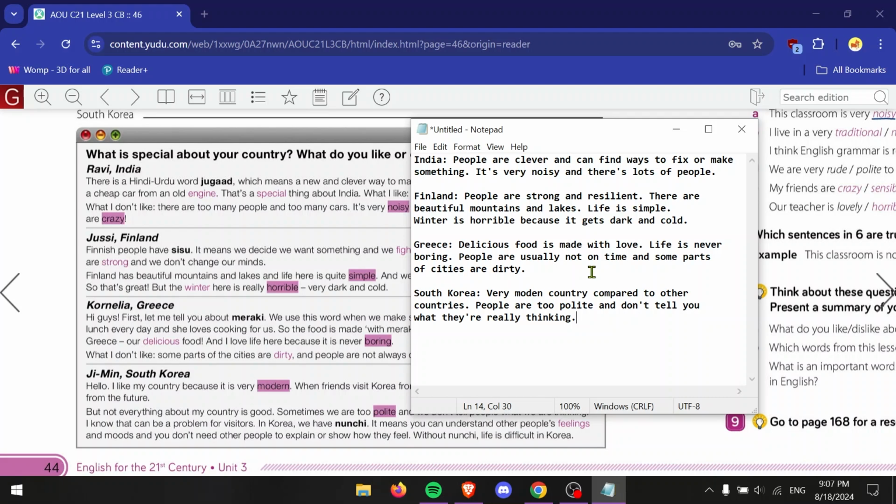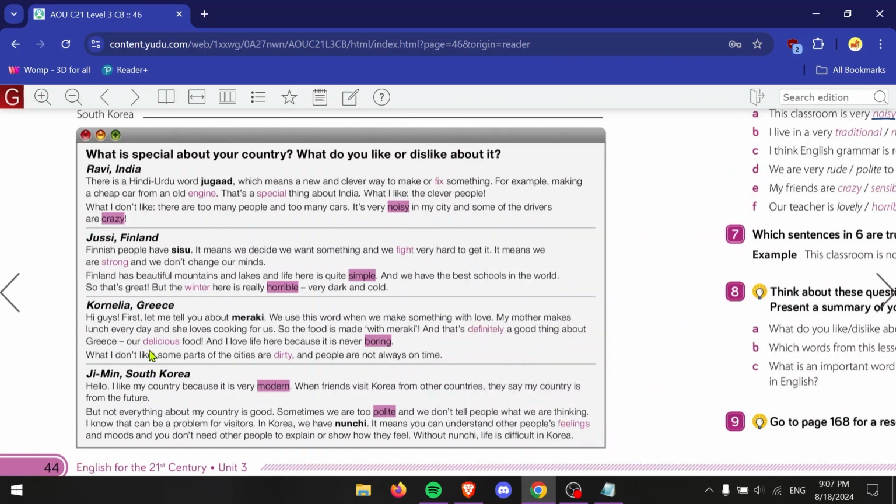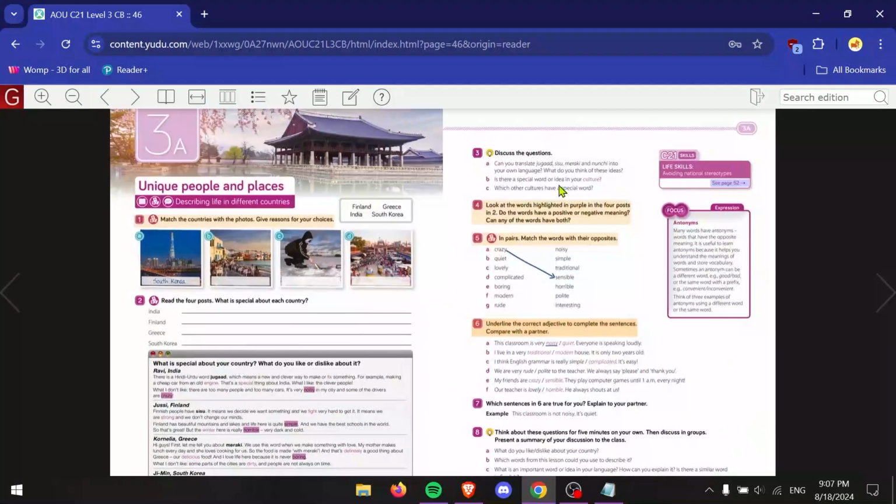For South Korea, it is a very modern, oh, that's modern. I should add an R here. Very modern country compared to other countries. People are too polite and don't tell you what they're really thinking. So people keep to themselves. Okay, that's great. Now let's move on.